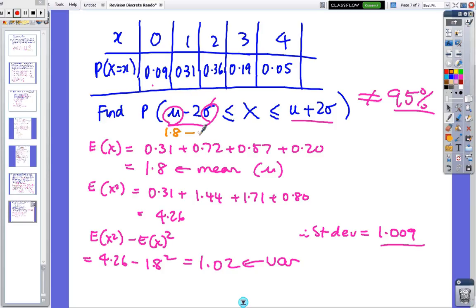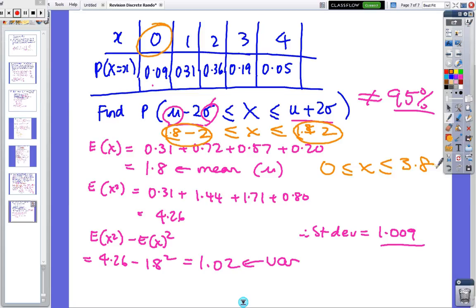So what we've got now is this question is saying 1.8 minus 2 is less than or equal to X, less than or equal to 1.8 plus 2. So that's a negative number, but the lowest number is 0. So that effectively means we've got 0. And 1.8 plus 2 is 3.8. Now, it has to be less than 3.8, so we can't use the 4. But because this number here was negative, we can use a 0. So it's going to be those numbers. And by a fluke, the answer is 95%.